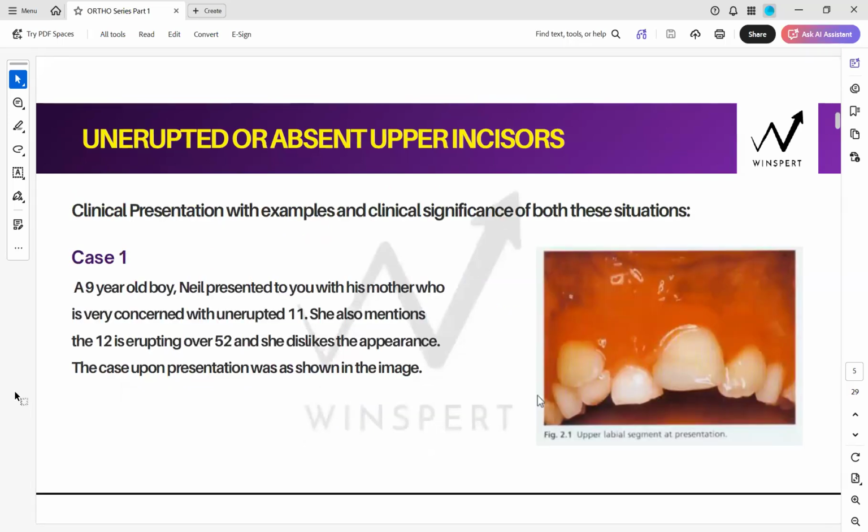All right, let's talk about a case here and learn how to apply information gathering, diagnosis, and management planning, and then the treatment evaluation clusters. So, a 9-year-old boy, Neil, presented to you with his mother, who is very concerned about the unerupted 1-1. She also mentions that 1-2 is erupting over 5-2, and she dislikes the appearance. The case upon presentation is shown in the image below.